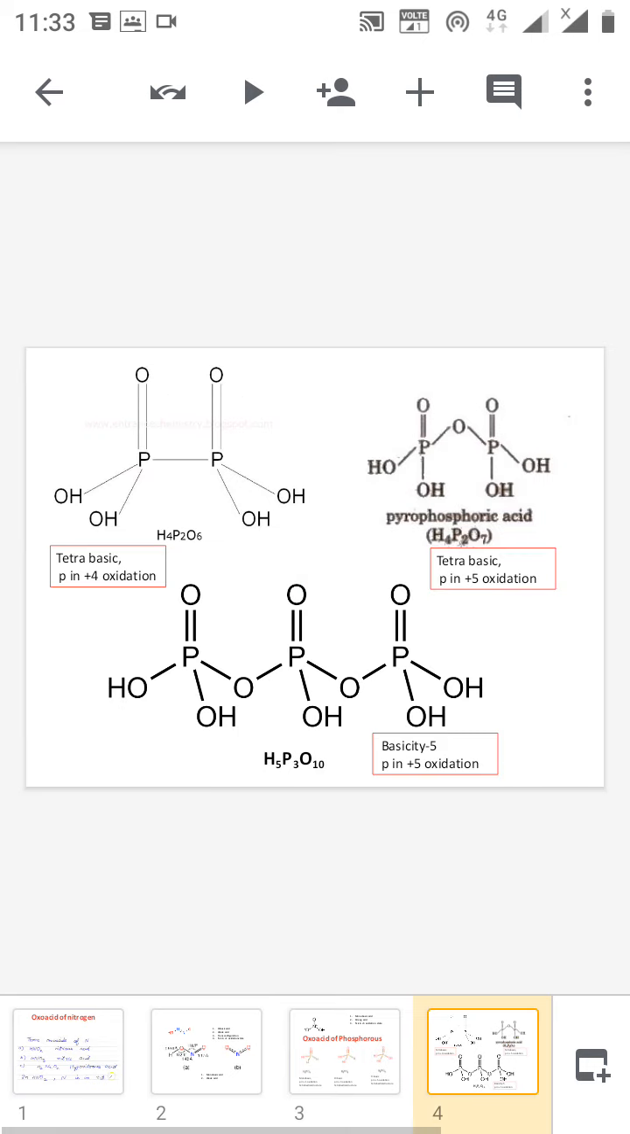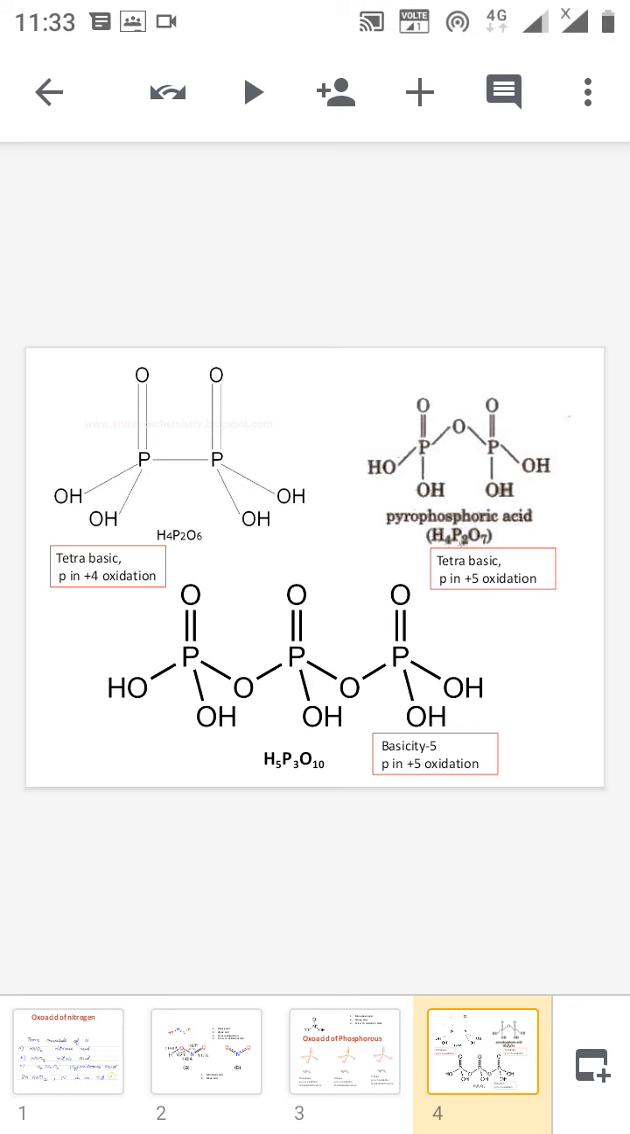Now we are moving into the next category, the phosphoric acids of the type H4P2On, diacids. That means a combination of two monomeric units. First we move into H4P2O6. That is a tetrabasic acid, since it contains four ionizable OH groups, and phosphorus is in the +4 oxidation state.